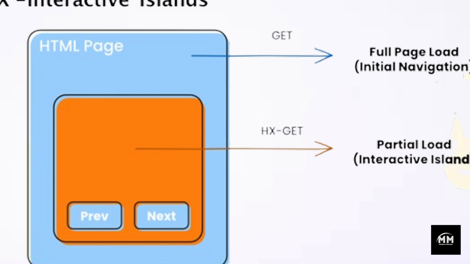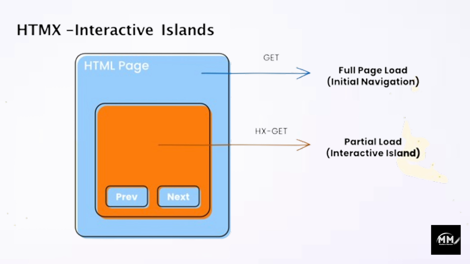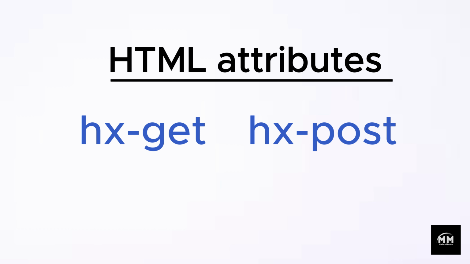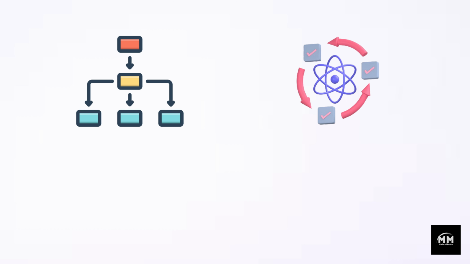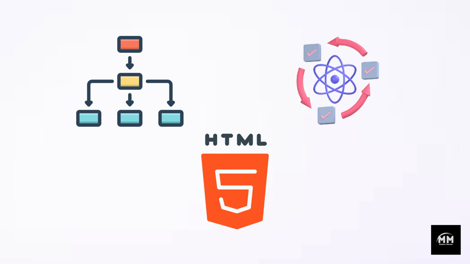HTMX is a small JavaScript library that lets you make your HTML pages interactive without writing JavaScript. It works using HTML attributes like hx-get or hx-post. That's right, no virtual DOM, no state management, just HTML that does more.